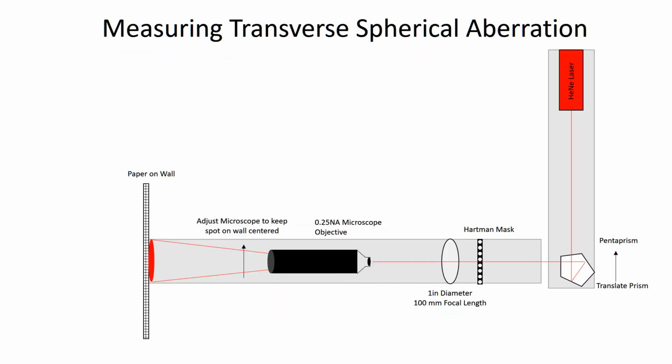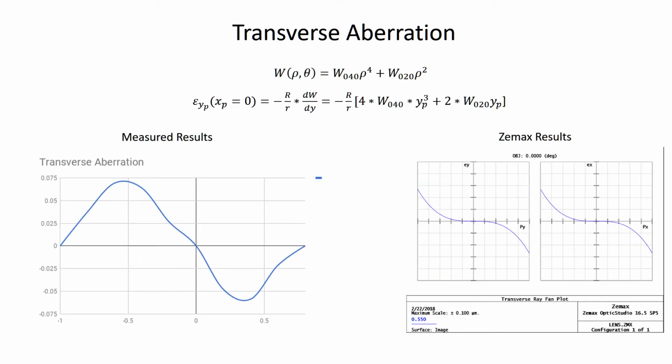We again measured transverse spherical aberration, but this time instead of measuring the spot change on the wall, we measured the spot change by taking the displacement of the microscope, using a translation stage on the translating microscope in the x direction across the rail. So from our second run of measuring transverse aberrations, this was the data we collected. As you can see, when compared to the Zemax calculations, our magnitude is much, much greater. And this is most likely due to the defocus that we have in our system.